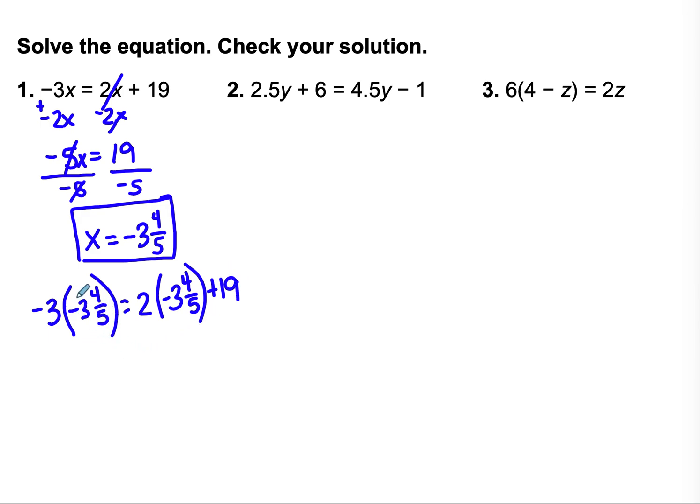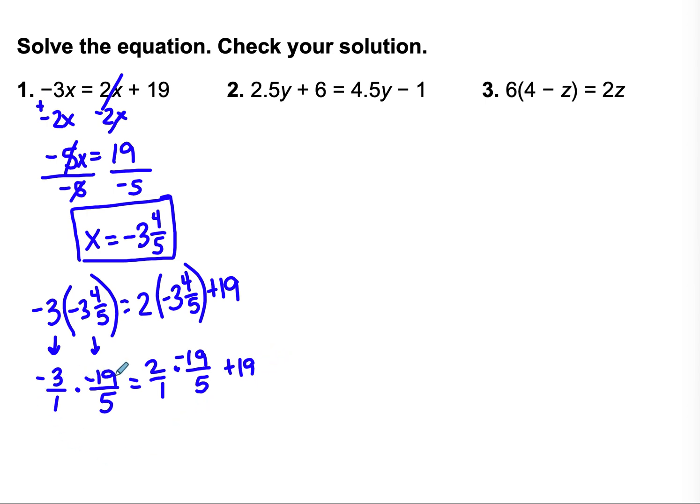All right, let's see. For mixed numbers, for multiplication, I need to make them into improper fractions. My whole numbers will have to be impropers as well. So let's see. This would be a negative 3/1 times 5 times 3 is 15 plus 4 is 19. So that's a negative 19/5 equals, this is going to be 2/1 times negative 19 fifths plus 19.